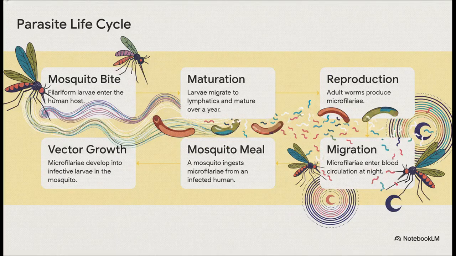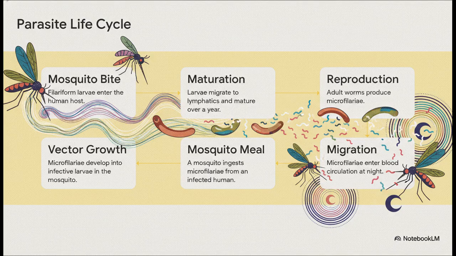So this slide lays out the entire two-host cycle. Let's follow the path. It all starts with an infected mosquito bite, injecting these little larvae into a human. Those larvae then make their way to the lymphatics and take about a year to mature into those big adult worms. The adults then reproduce, releasing tons of microfilariae, which then migrate into the blood. But here's the really clever part. They do this mostly at night. The timing is perfectly synced up for a nocturnal mosquito to come along, take a blood meal, and swallow them up. Then they develop inside the mosquito for a couple of weeks, and the whole cycle is ready to start all over again.